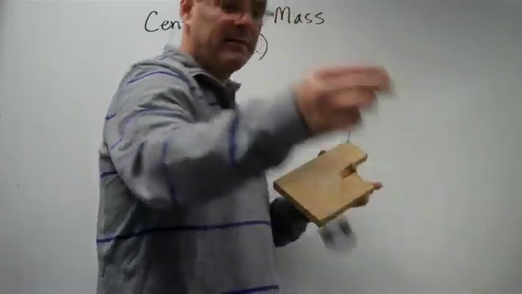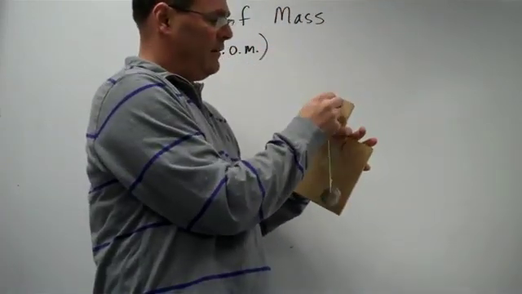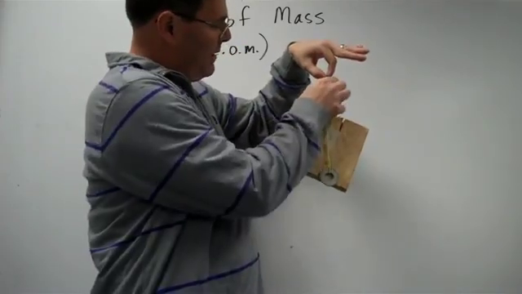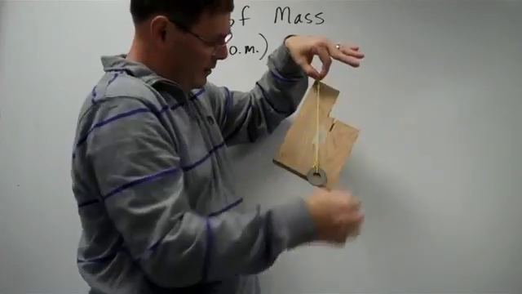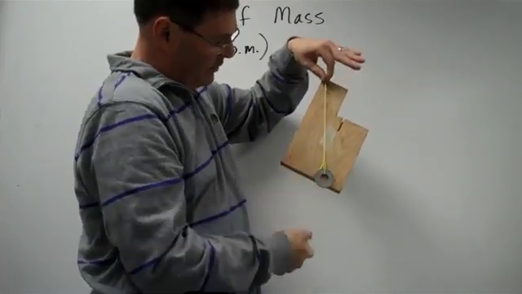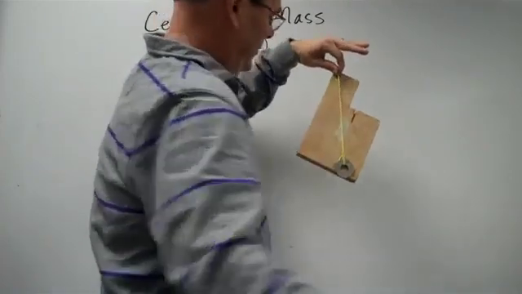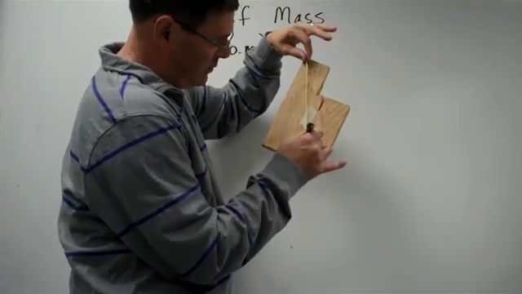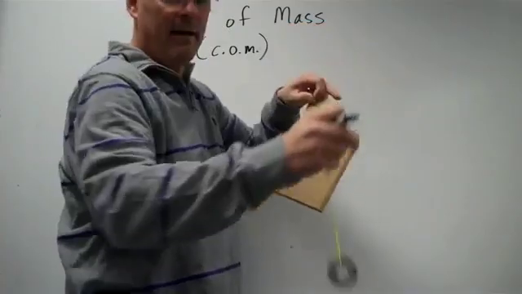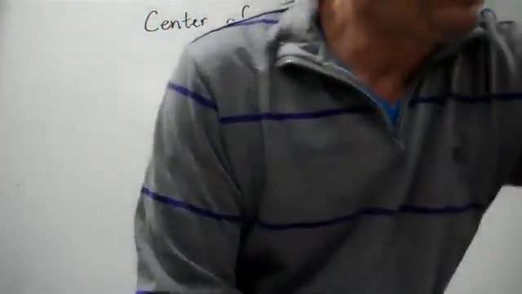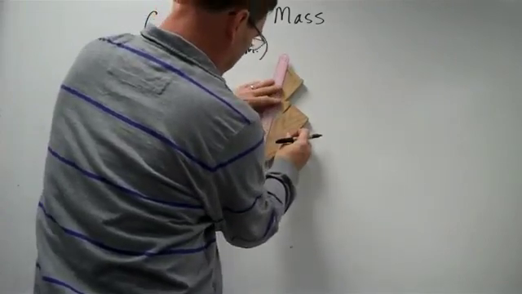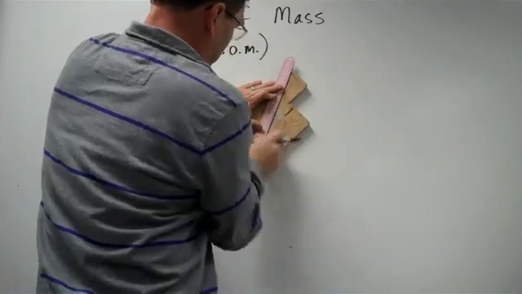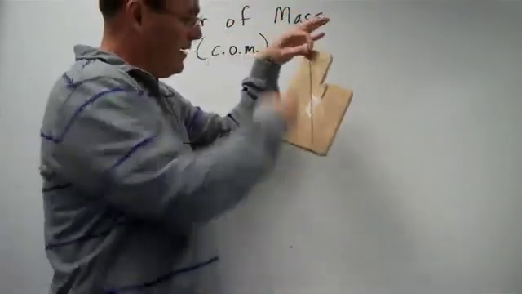So what I'll do is, I'll take my plumb bob, I'll hang it from the nail, and now I know that my center of mass is somewhere along that line. So I'll draw a point where the string is. And then I'll connect that point with my ruler. So now I know the center of mass is somewhere on that line.